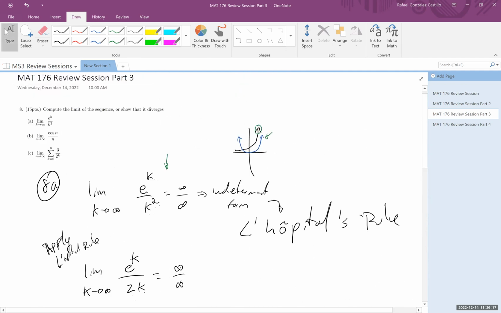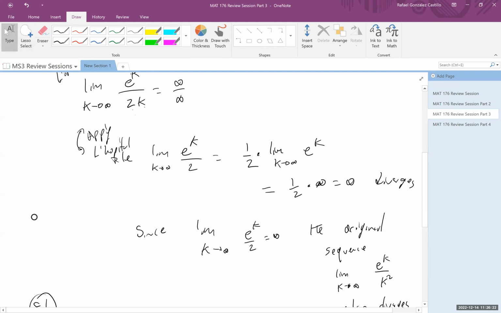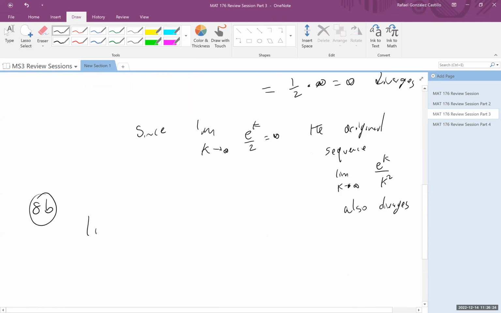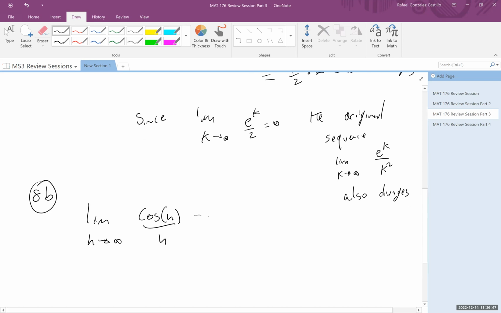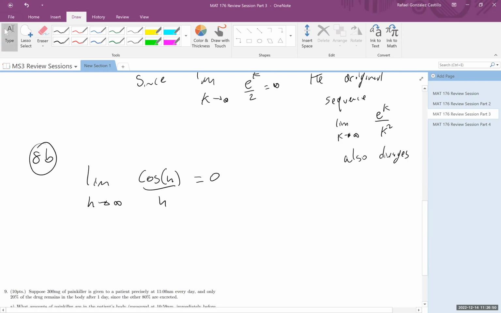For 8b, we have the limit as n goes to infinity of cosine of n over n. For this limit, we have to be a little clever. Here, this sequence is going to converge to 0. And the reason for that is as follows.